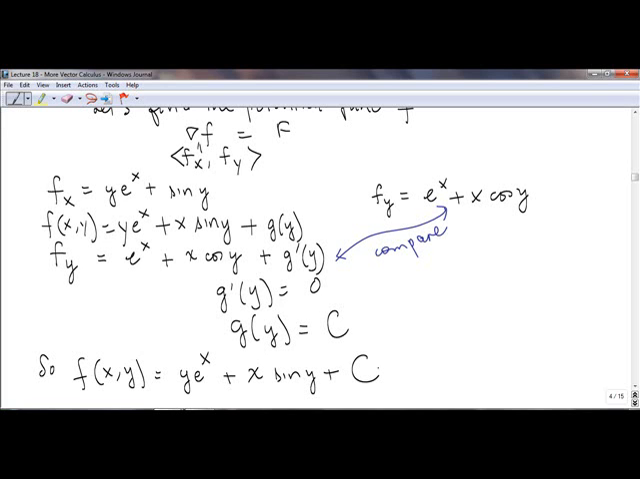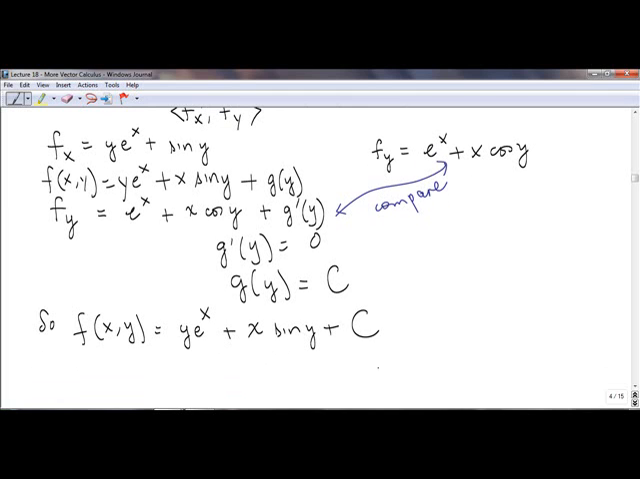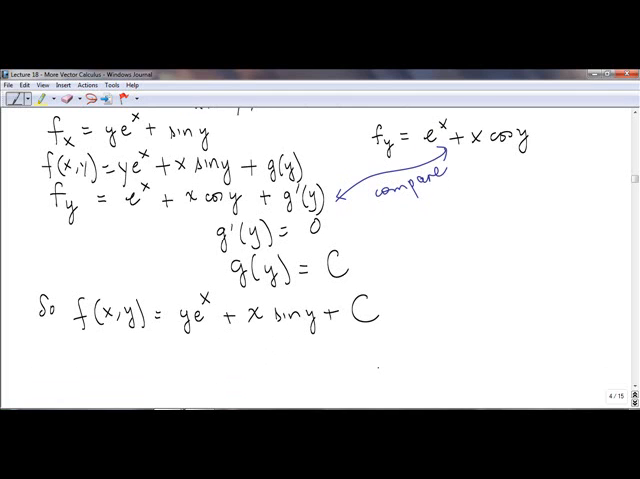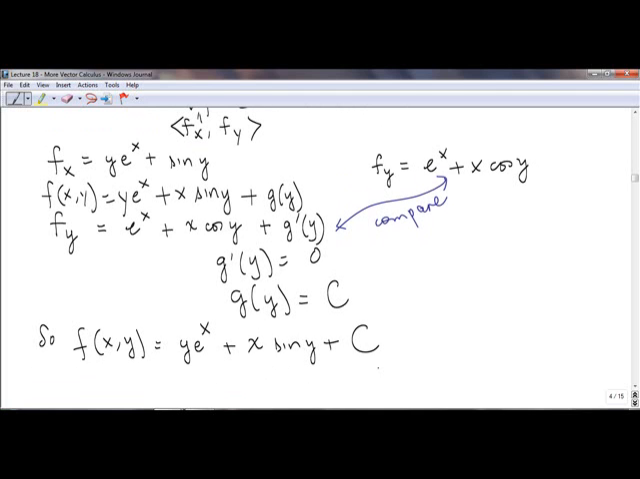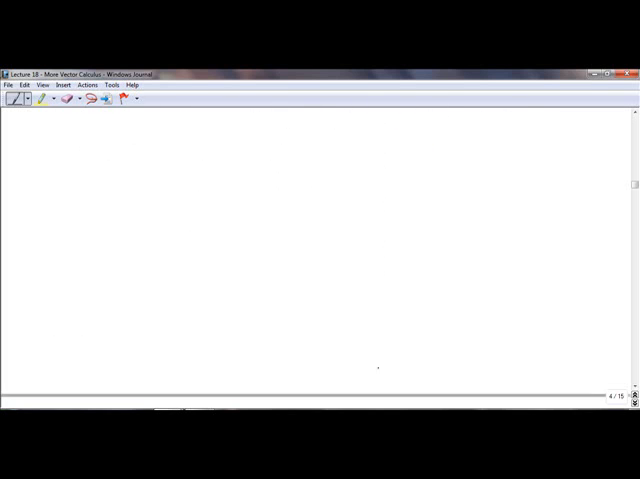All right, we'll do some more. Any questions? Yes. Is there going to be a case where g prime of y is not equal to 0? Exactly, we'll do that. Oh yes, in many cases like that. Yes, you don't always get just C.